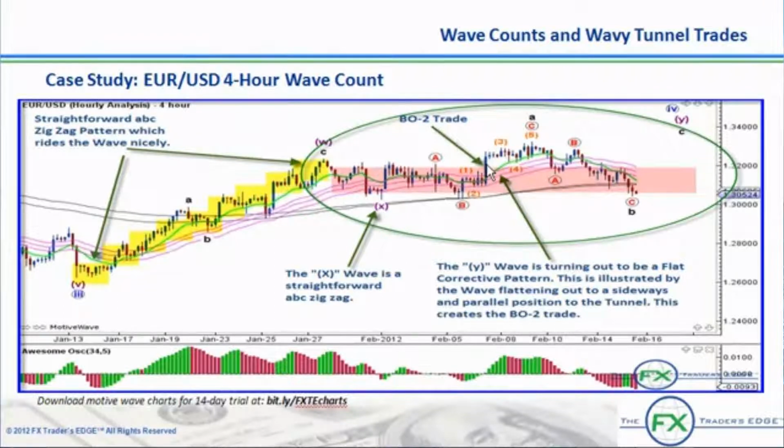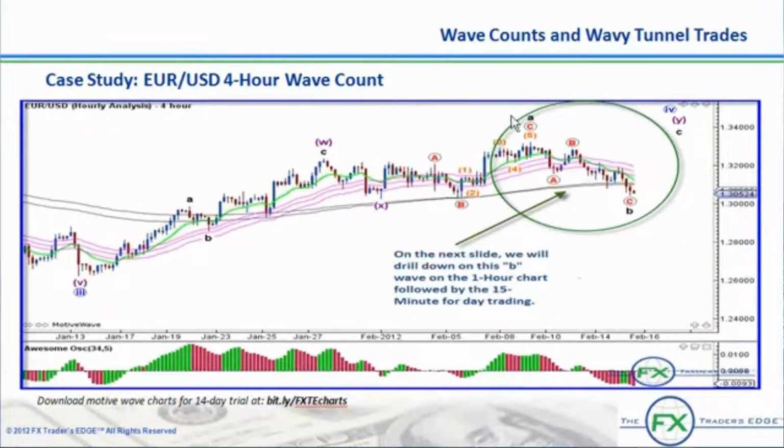This breakout 2 trade takes us to the completion of the 5-wave C leg for A. This is then followed by a 3-wave B, and once complete, we would expect another move up for the wave C to complete this flat wave Y.